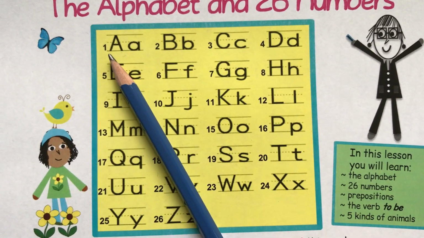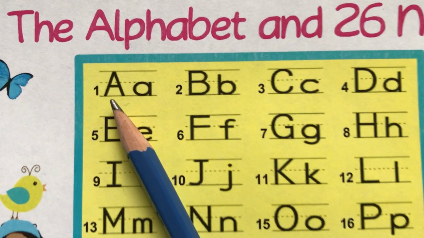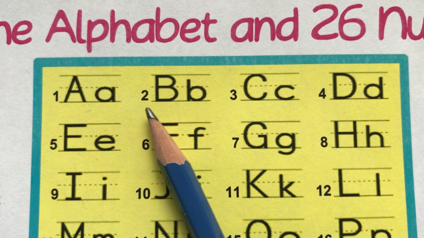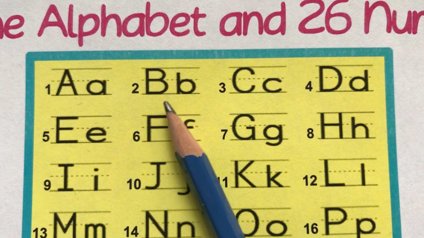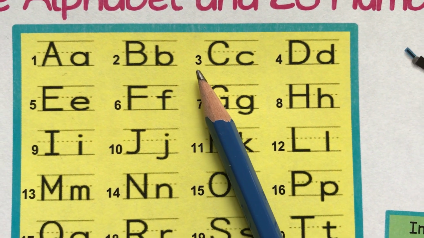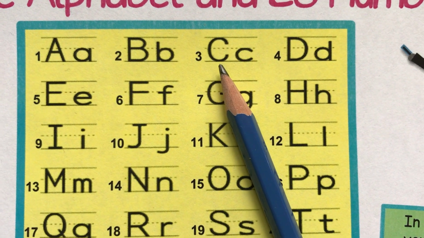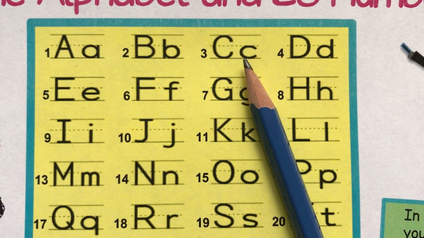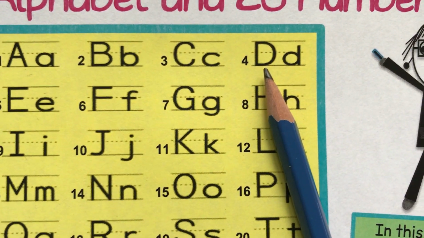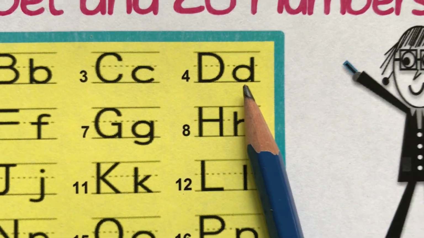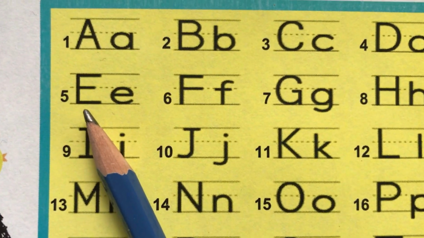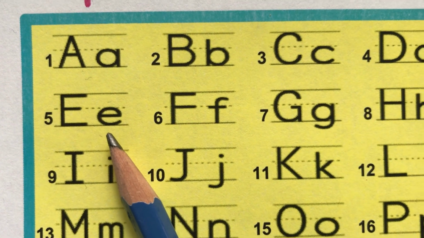1. Uppercase A, lowercase a. 2. Uppercase B, lowercase b. 3. Uppercase C, lowercase c. 4. Uppercase D, lowercase d. 5. Uppercase E, lowercase e.